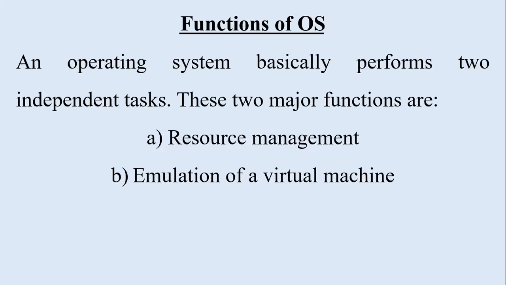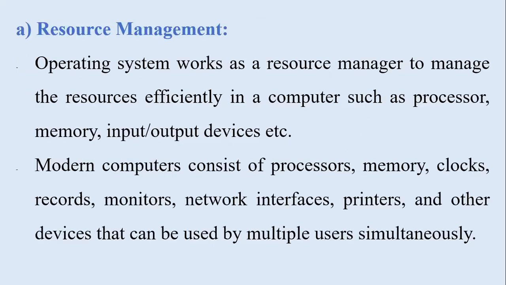So what are the functions of operating systems? Now, an operating system basically performs two major independent tasks or functions. These are, number one, resource management, and number two, provision of a virtual machine, or emulation of a virtual machine. So what do we refer to as resource management? Just as I have said from the beginning of this presentation, the operating system works as a resource manager to manage the resources efficiently in a computer, such as processor, memory, input-output devices, and others.